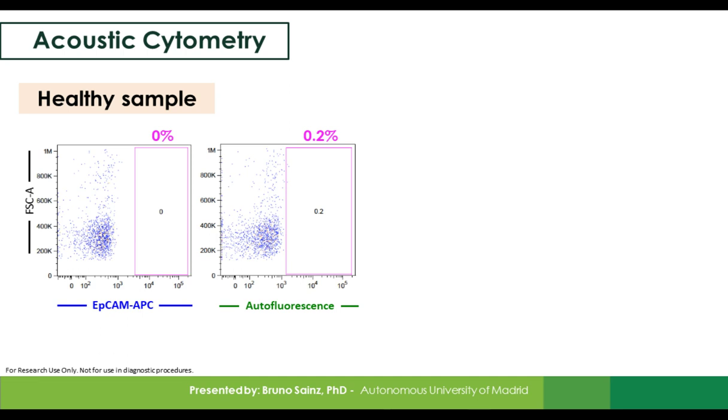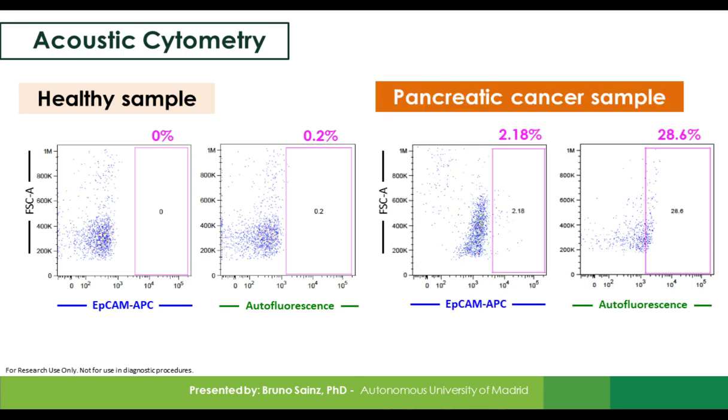As you can see here in this analysis, here we have a healthy sample, and within the CD163 positive population, we were not able to detect EpCAM positive cells nor autofluorescent cells in this healthy sample. However, if you look at the pancreatic cancer sample, we're able to detect very nicely within the CD163 positive population 2.18% of the cells that are EpCAM positive and 28.6% of the cells that are autofluorescent positive, indicating that our target population, this double positive population, is present in pancreatic cancer samples, but not in healthy samples.